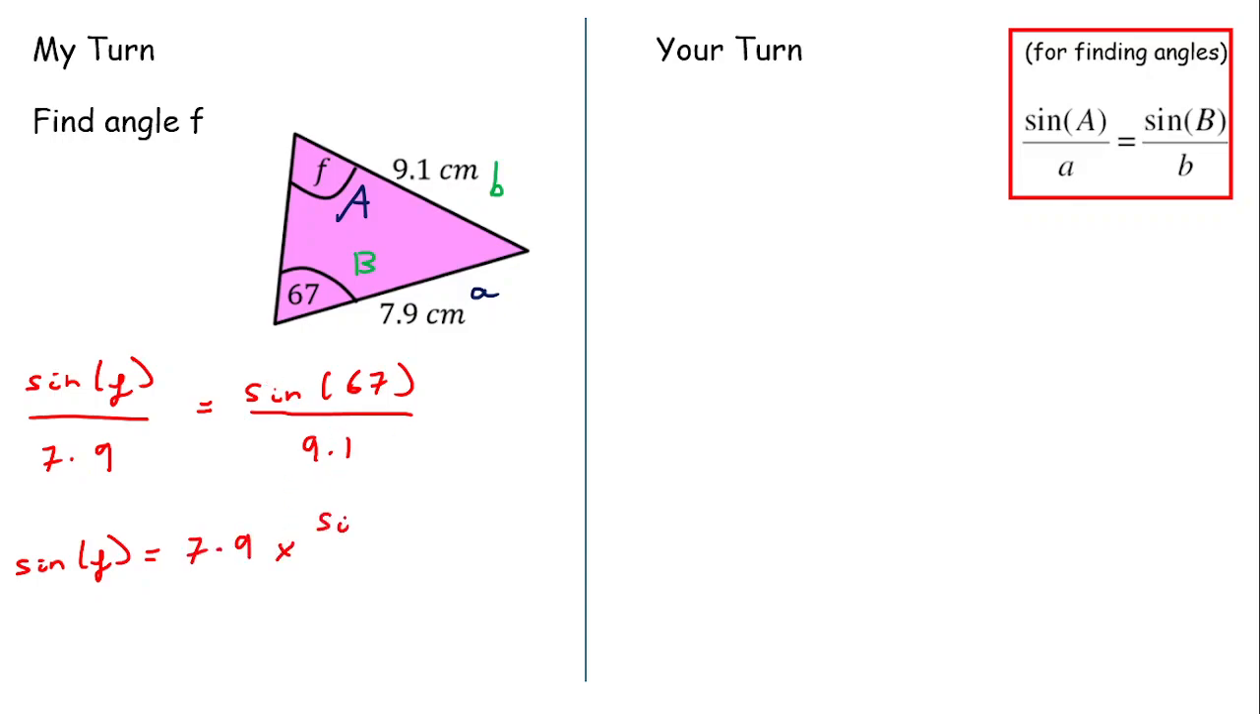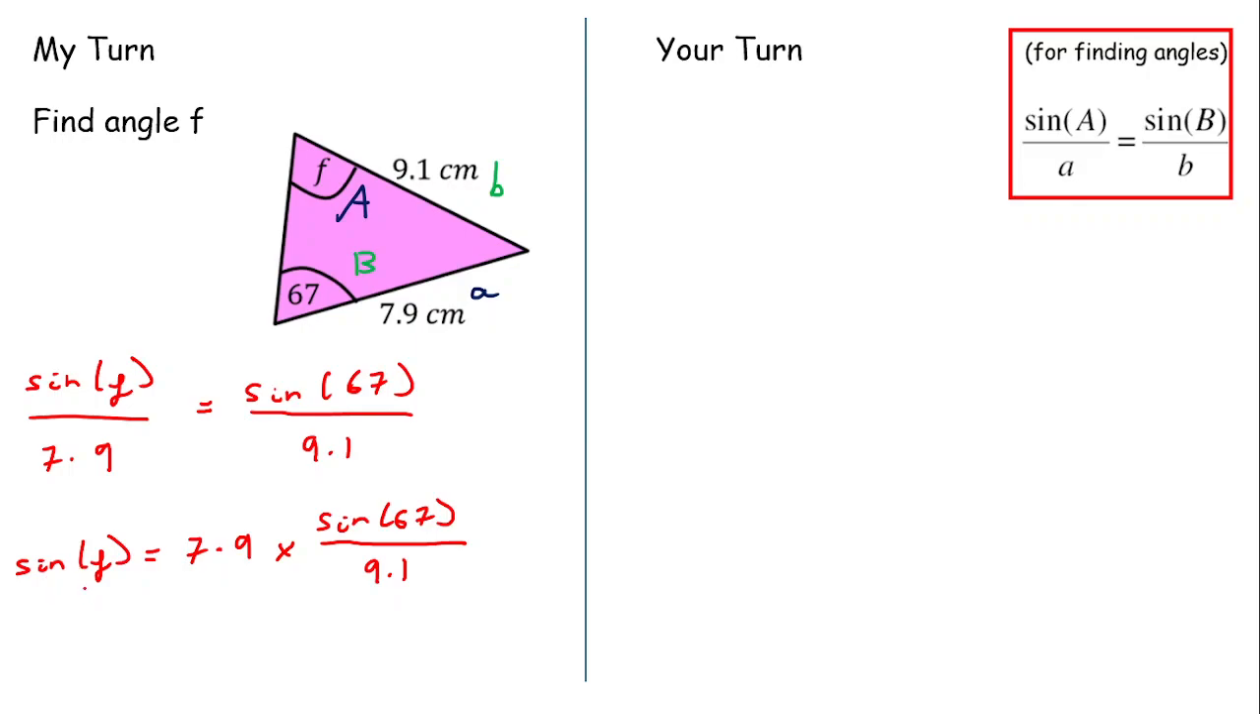sine 67 over 9.1. So I've got sine F is equal to this stuff here, which is just going to be some long decimal. And the same thing with grade 5 trigonometry, if I'm trying to find F, which is the angle, I've got sine F, I've got to do the inverse of both sides to get rid of that sine there.